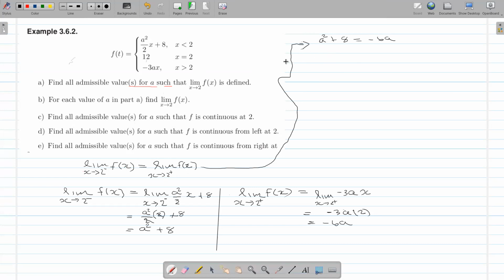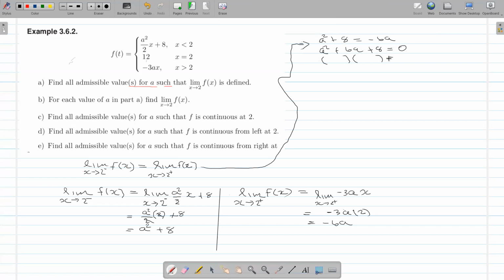Okay, so I keep a here. I can move 6 to this side, no? It will become plus 6a plus 8 equals 0. Now this is a quadratic equation I can factor.